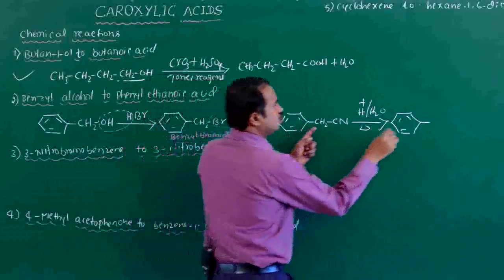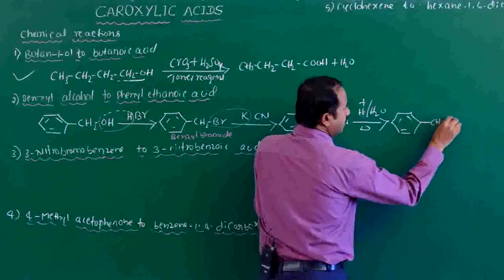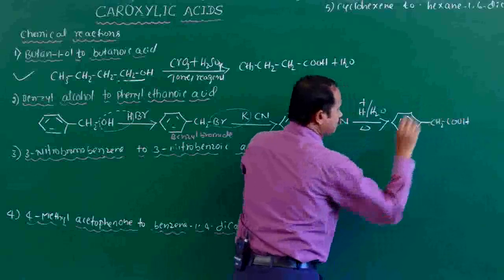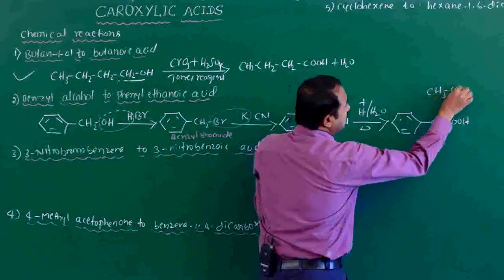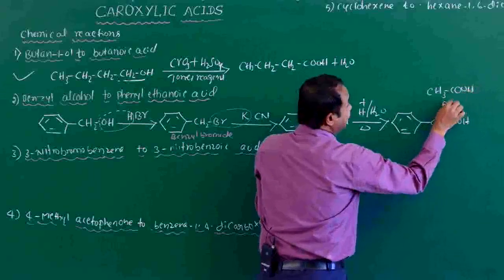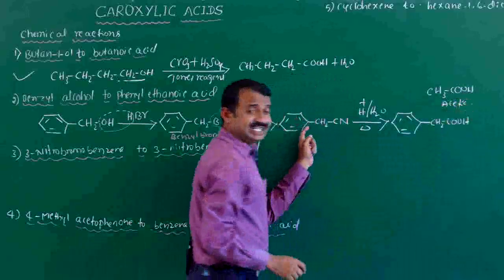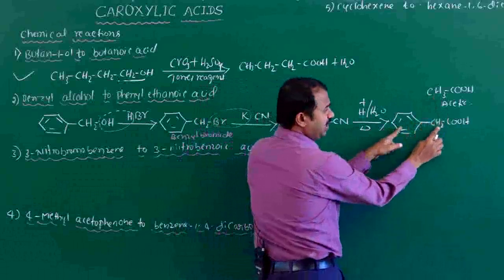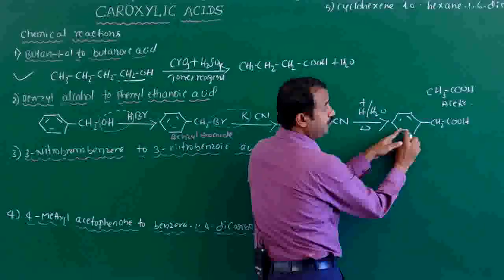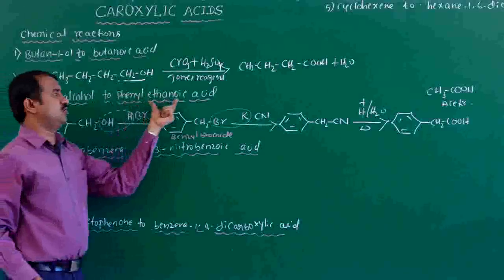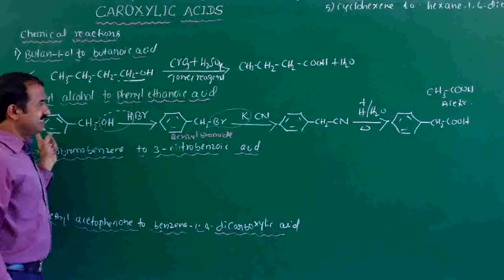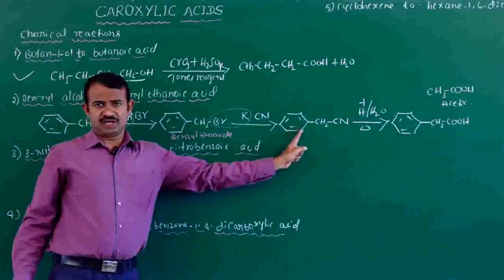CH2COOH. Here CH3COOH is acetic acid; with one hydrogen replaced by phenyl, it is phenyl acetic acid. Here benzyl alcohol is converted to phenyl acetic acid. This is the completion of the reaction.